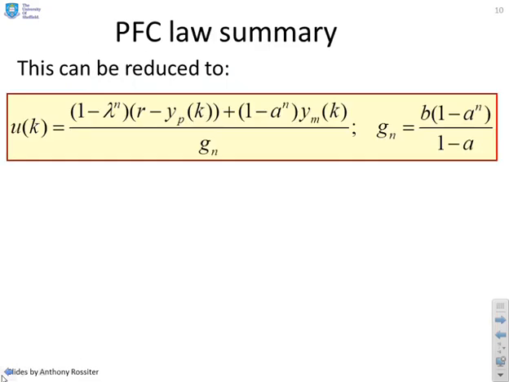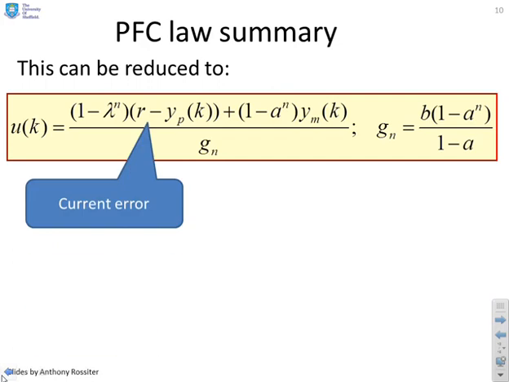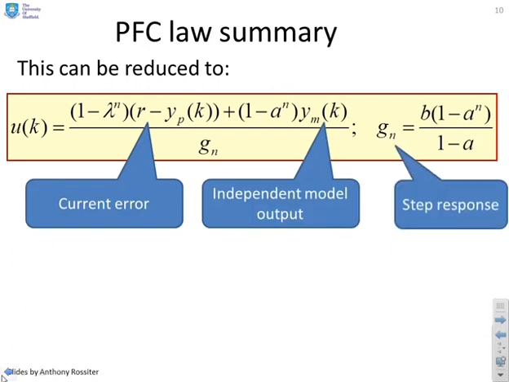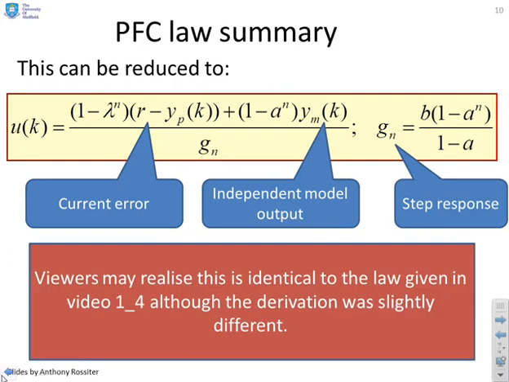Now, if we do a bit of algebraic manipulation, not much, it reduces to what we've got here. And what's significant about this, I'm doing it quickly for a specific reason, is because if you've recently looked at video 1.4, you will notice that this is an identical formula. So what we've shown is with a slightly different derivation, you actually end up with the same control law. But the fact that we've used that different derivation may be useful in the long term.